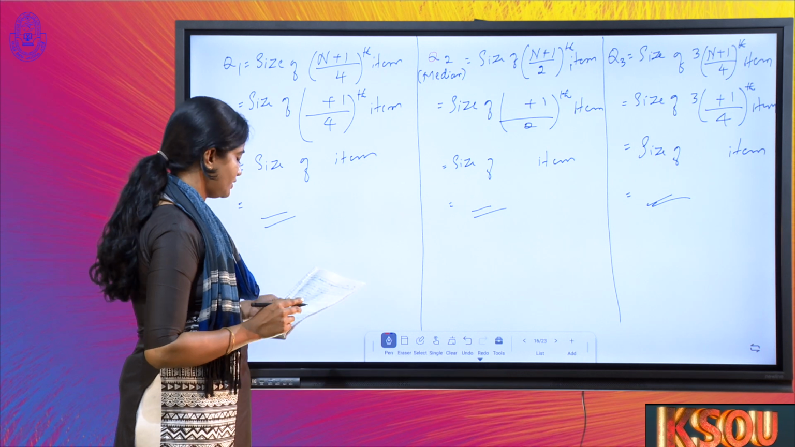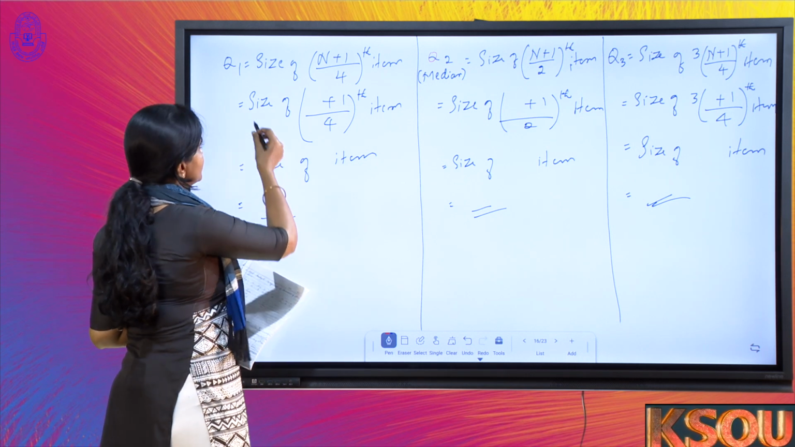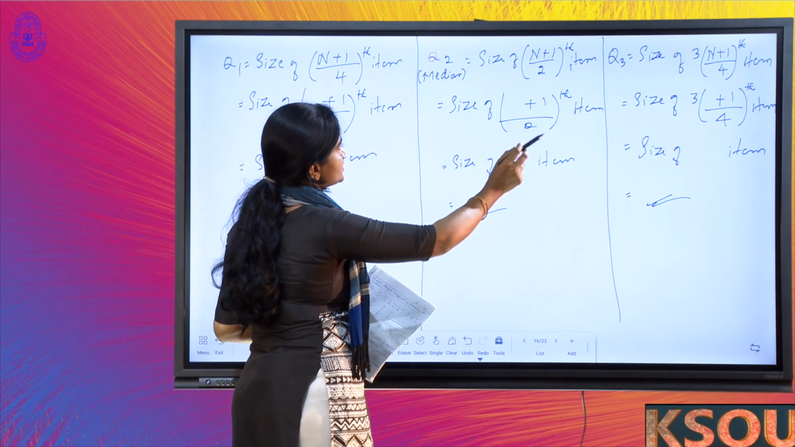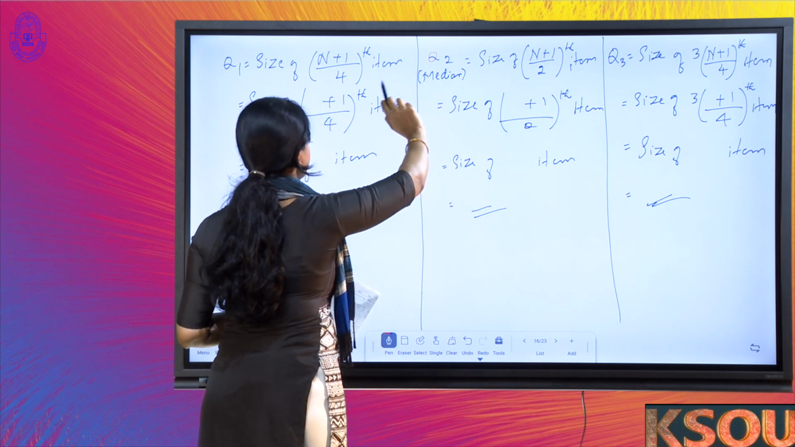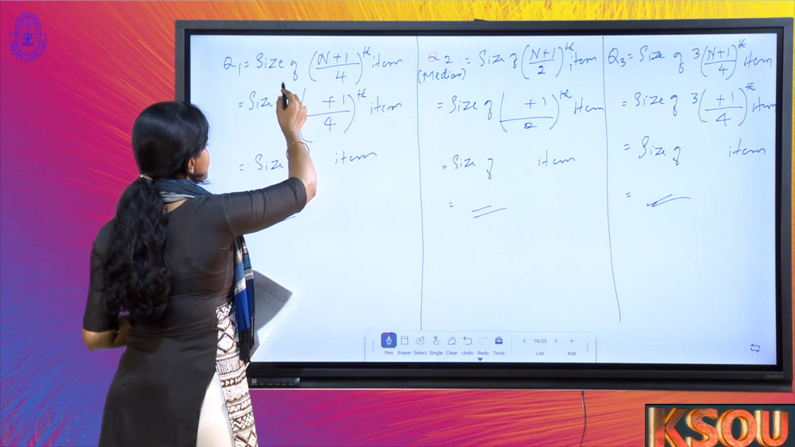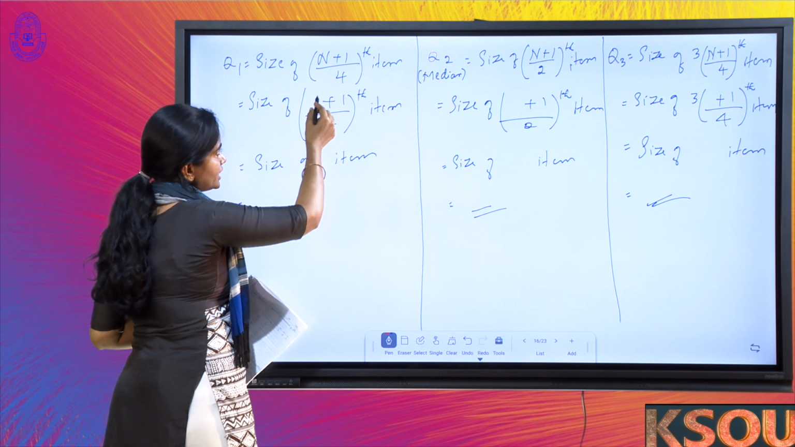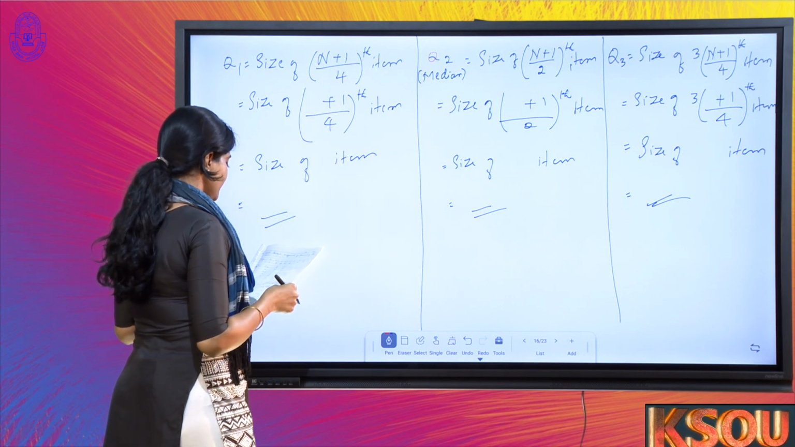So, here you will have to take the values of Q1, Q2 and Q3. Q2 is nothing but median here. So, take the size of n value. So, here you will have to take capital N value.